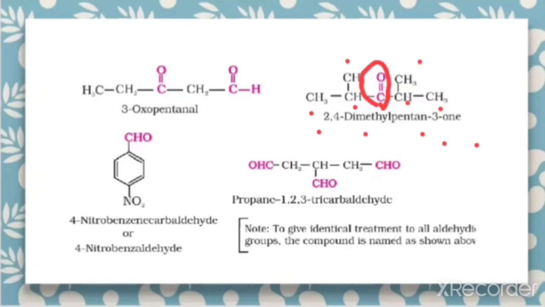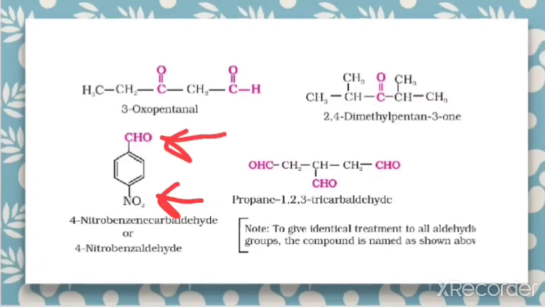When any substituent is there on the benzene ring in which there is an aldehyde functional group, because the aldehyde group and the benzene ring are together, it is named benzaldehyde. And a nitro group is present on the fourth carbon. Why is it fourth? Because the aldehyde group is on the first carbon, so the opposite position is the fourth position. So 4-nitrobenzaldehyde.